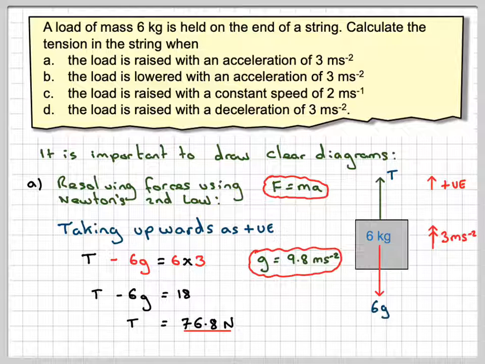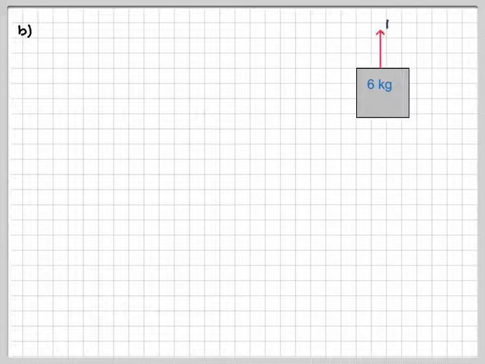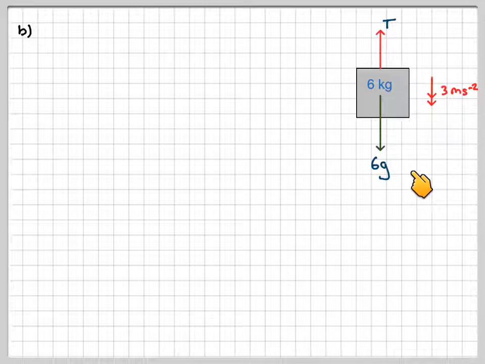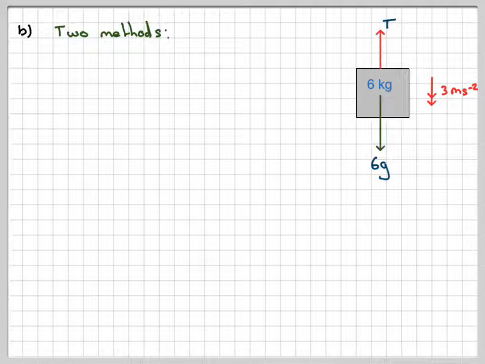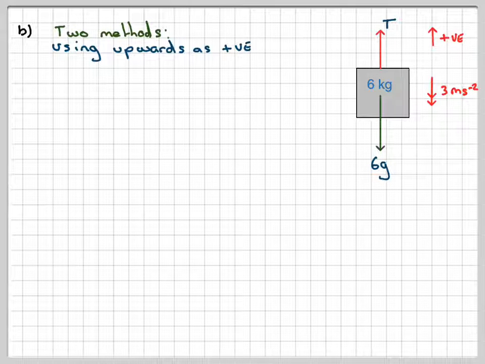Okay, b) the load is lowered with an acceleration of 3 meters per second squared. So we've got tension acting upwards and the weight acting downwards. Now, it's being lowered, so it's going this way, and so we're going to have an acceleration of 3 meters per second squared. Now, there are two methods you can use. One is taking positive as upwards. Let's do it that way first.